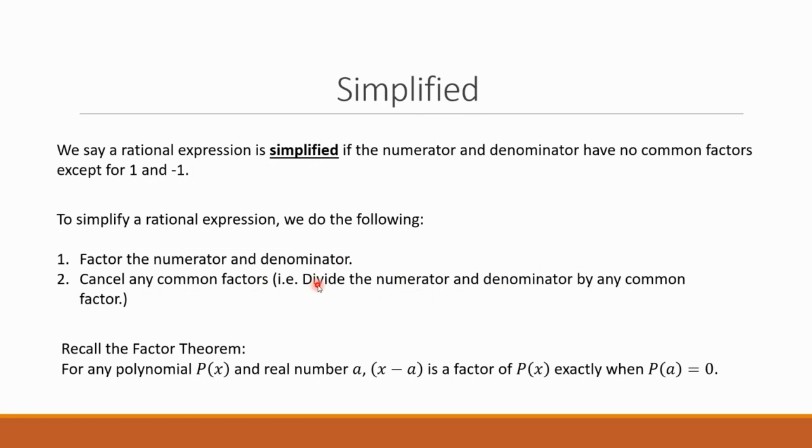Okay, so that's what it means to simplify. You factor the numerator and the denominator, then any common factors, you cancel. And a very nice theorem comes into play. This is actually the second time I've done synthetic division in this course, and I think I'll keep doing that from now on, because you can see it's very useful to get this factor theorem. This is telling us that for any polynomial p of x and any real number a, x minus a is a factor of p of x exactly when, or if and only if, p of a is 0.